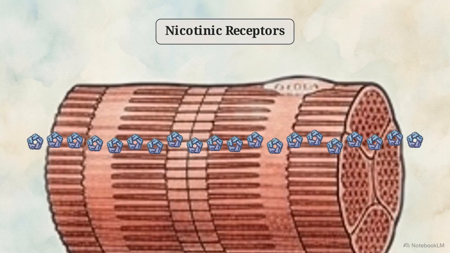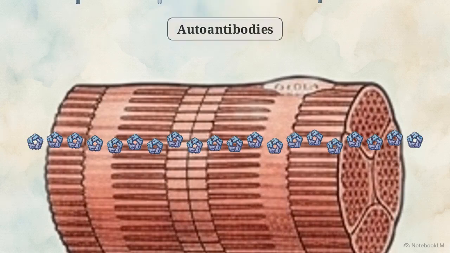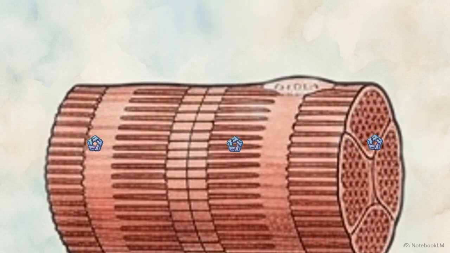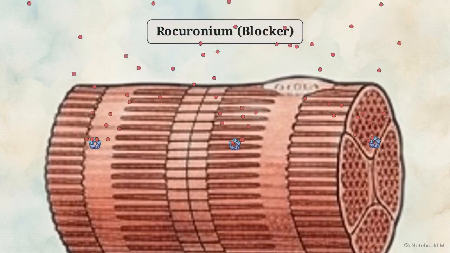Myasthenia gravis presents the exact opposite pathology. Circulating autoantibodies destroy the postsynaptic receptors. With fewer targets available, patients are resistant to depolarizing agents like succinylcholine. Yet they become exquisitely sensitive to competitive antagonists like rocuronium, leading to prolonged paralysis.